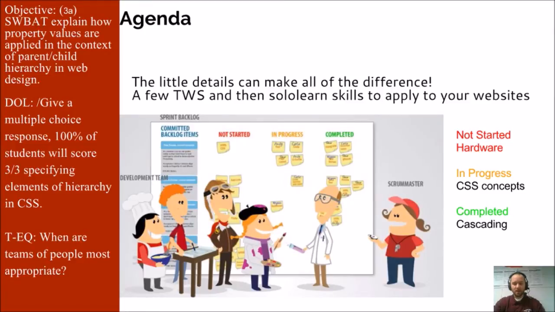What we have not started is talking about hardware yet. That's the next unit, so we're 2 days away from that. In progress, just general CSS concepts. And then what we've completed is the idea of what cascading means. They call it cascading style sheets because the browser determines style, the creator of the website would determine style, but also the user can determine the style if they choose.